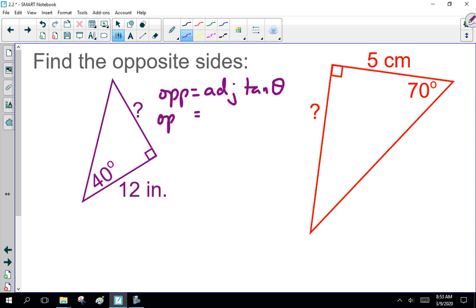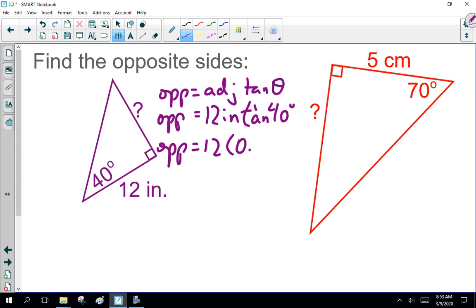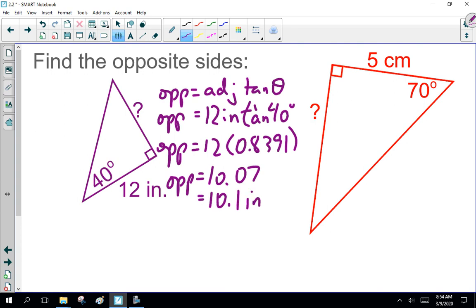The opposite is 12 inches times tan 40 degrees. Opposite is 12 times tan 40, which is 0.8391. Opposite is 10.07, 10.1 inches. All right. Now, pause the recording, come back, and we'll check the red one here.